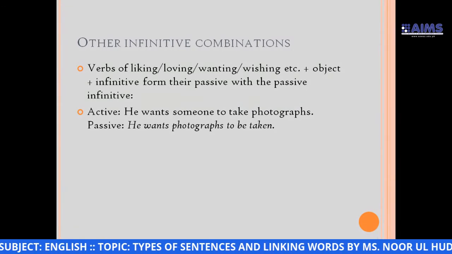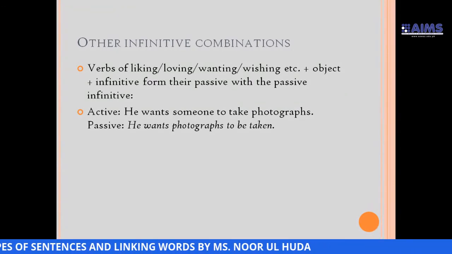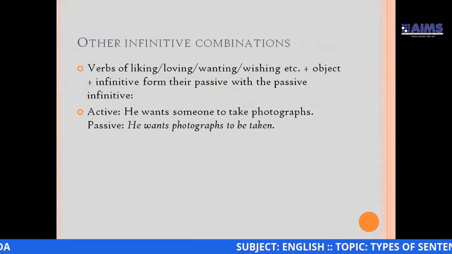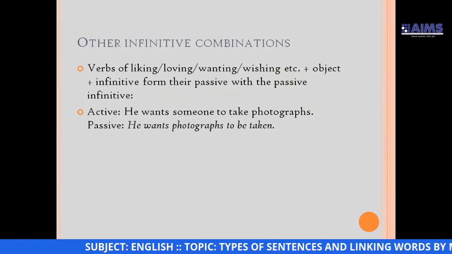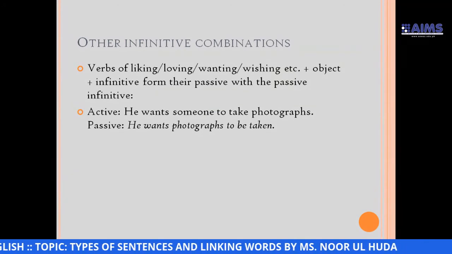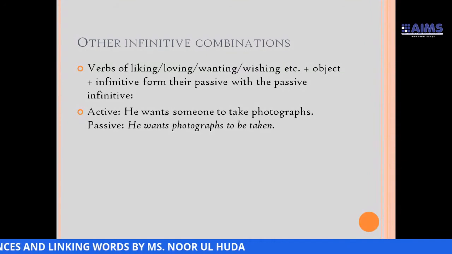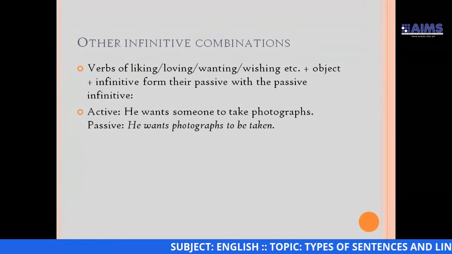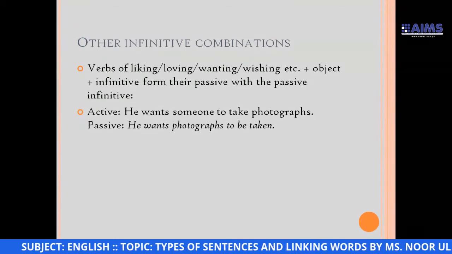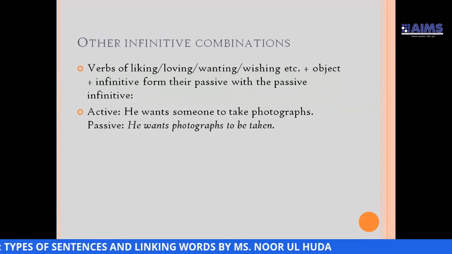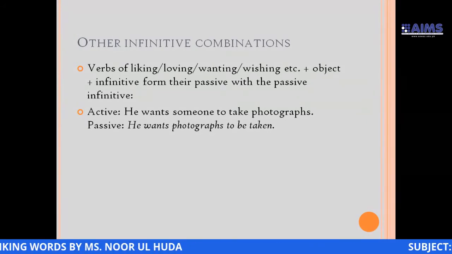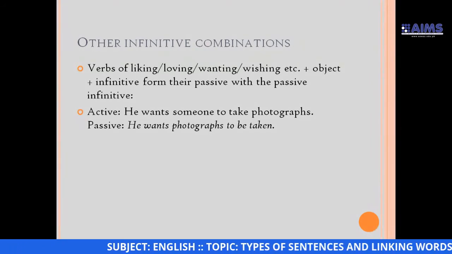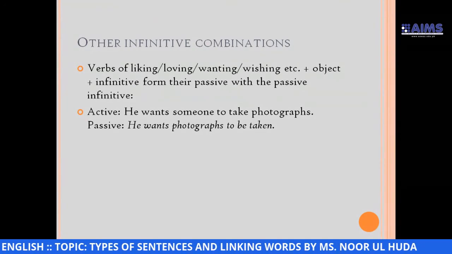Other infinitive combinations, verbs of liking. Infinitive combination means when we are using these words in the simple present form, means bare form of the verbs or the simple form of the verbs. Verbs of liking, loving, wanting, wishing, etc. plus object plus infinitive form with the passive structure. Let's suppose 'he wants someone to take photographs'. Now, verb of liking: wants. Object: someone. Infinitive: to plus the bare form of the verb, to take photographs.